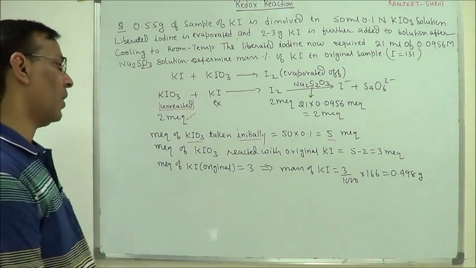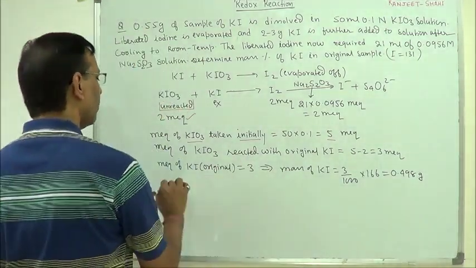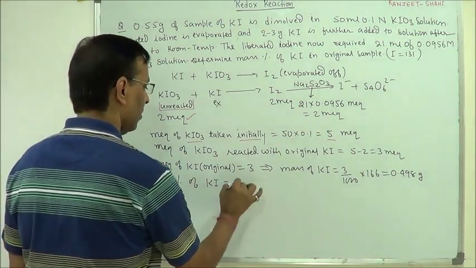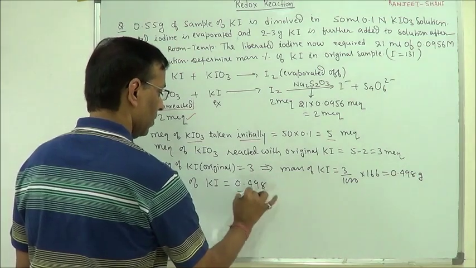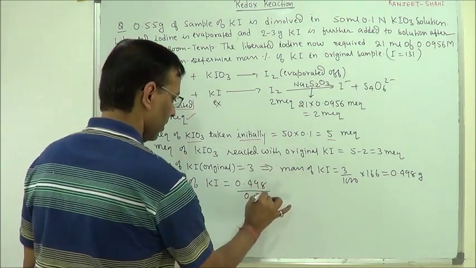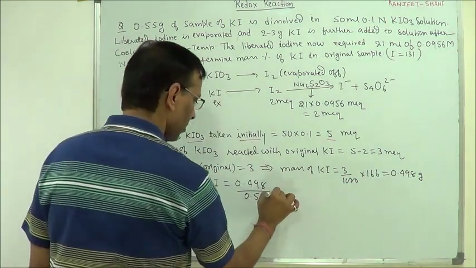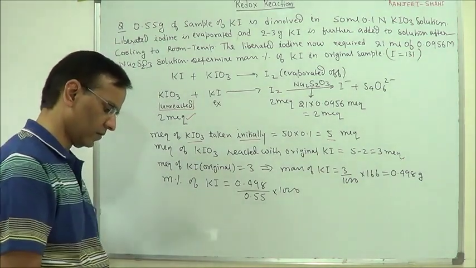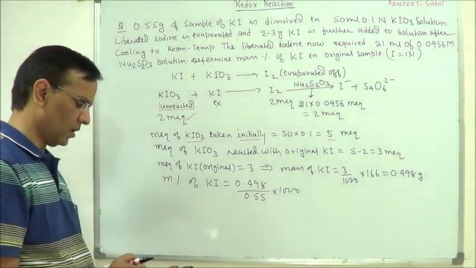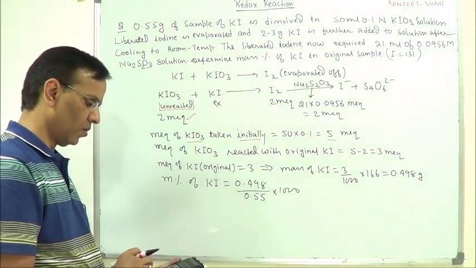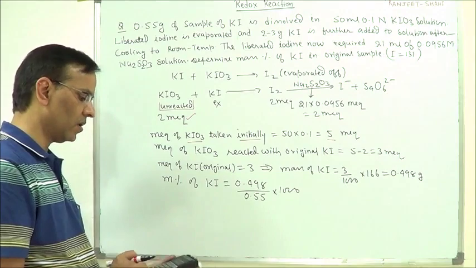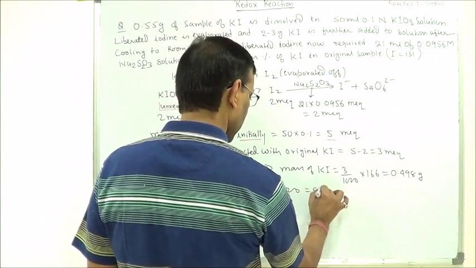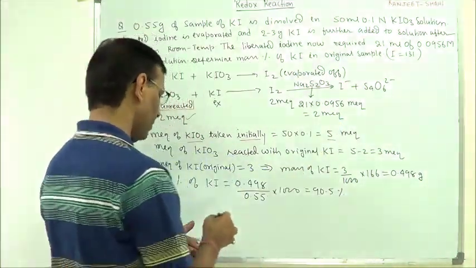So now we have determined mass of KI, so we can convert it very easily into mass percentage. So mass percentage of KI will be 0.498 divided by 0.55 gram into 100, so 0.498 divided by 0.55 into 100, 90.5. So it is 90.5% by mass.